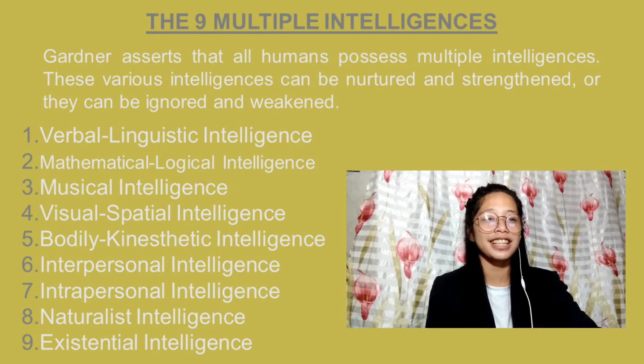These multiple intelligences can be nurtured and strengthened, or ignored and weakened. His research from 1991 identified 7 intelligences. In the intervening time, he has come to believe there are a total of 9 intelligences.